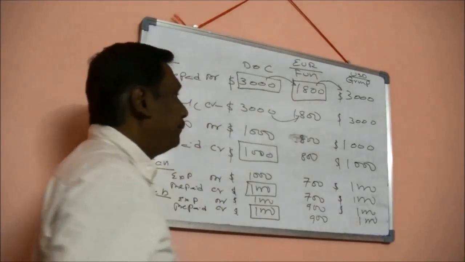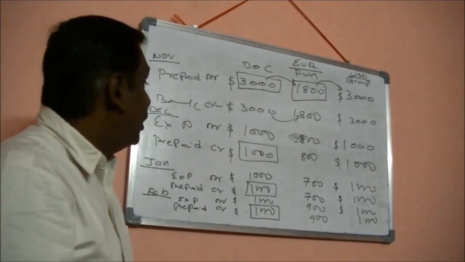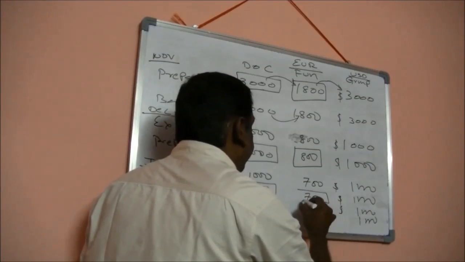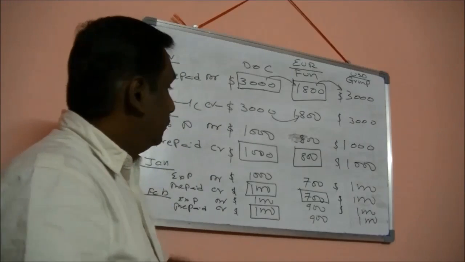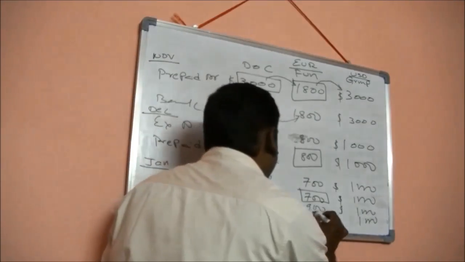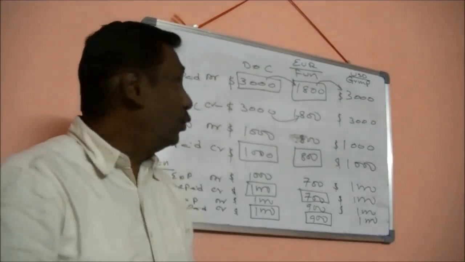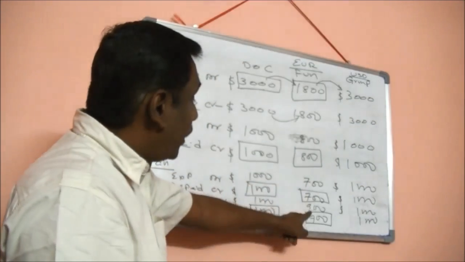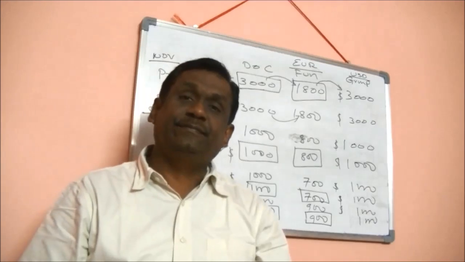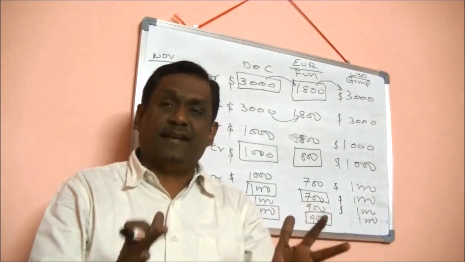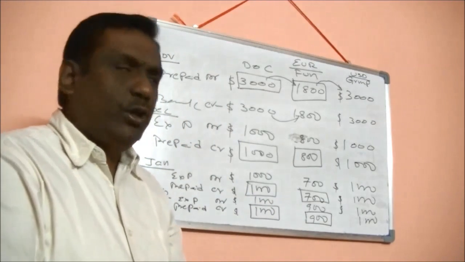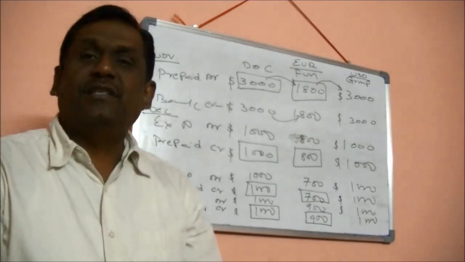Debit 1,800. Credit is how much? 800 plus 700. 800 plus 700, 1,500 plus 900, 2,400. So 2,400 was credited, 1,800 was debited. How will the system clear? It will clear by showing 600 rupees difference.